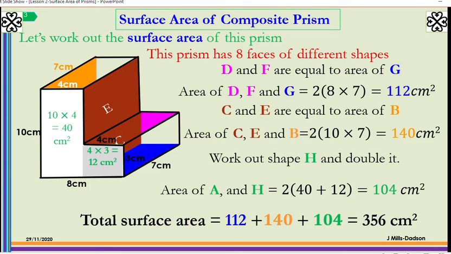So you see, instead of working out 8 different faces, I'll work out 3. I use just 3 workings, and that will cover everything. So first is D, F, and G, one working, that is 3 faces. Second is C, E, and B, 140, that is 6 faces already done. And I'll do 2 faces, A and H, that makes the 8 faces.